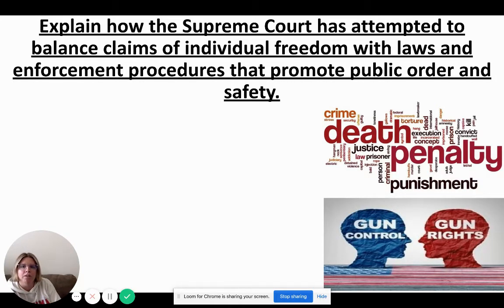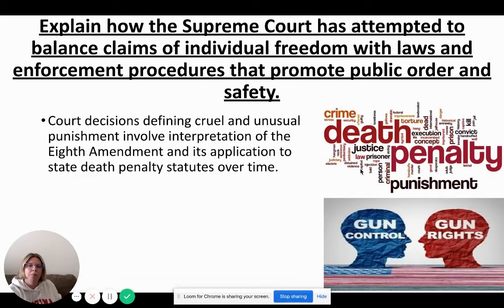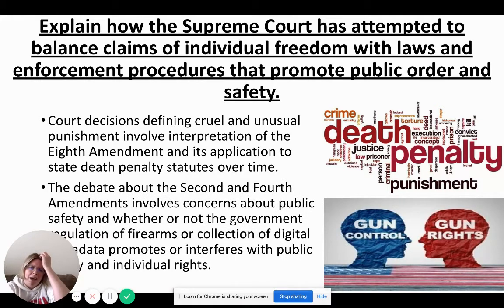Okay, explain how the Supreme Court has attempted to balance claims of individual freedom with laws and enforcement procedures that promote public safety and order. So again, it's a balance. You think about gun control versus gun rights. Is it okay for me to own a high-powered weapon with 500 rounds of ammunition, or should there be restrictions on that? Is it okay for me to own a handgun? Is it not? That's all opinion stuff for sure. And your ideology will help to dictate that. But that's the idea, that it is a balance.